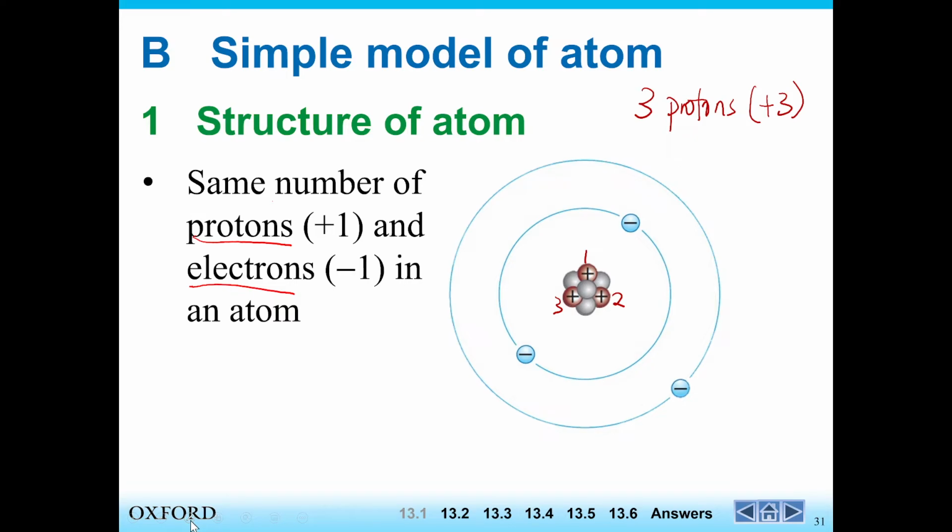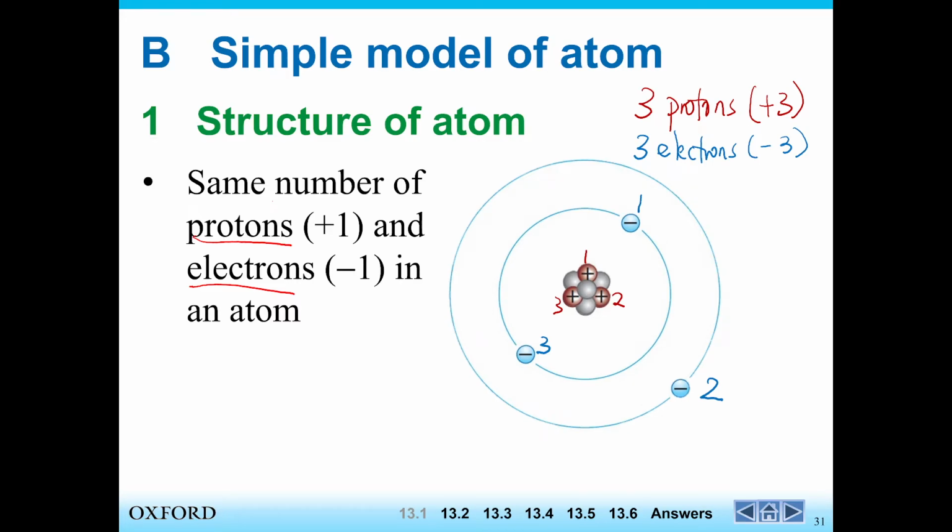Okay, how many electrons are there? Let's count the number of electrons. There's 1 electron up here, another electron down here, and another electron here on the left. So there are also 3 electrons. Electrons are negatively charged, and if we were to assign a number, it's -1. So in total, there are 3 electrons, and the total charge for this would be -3.